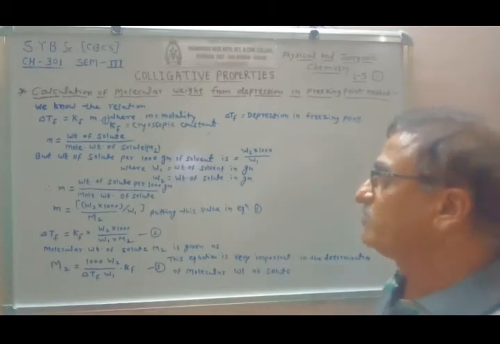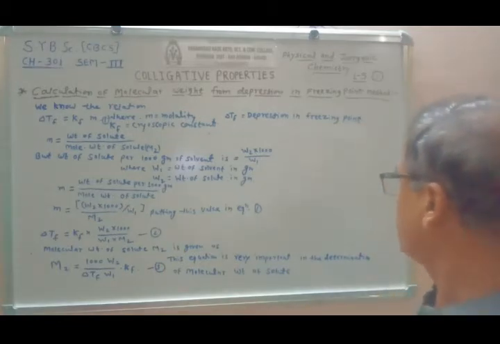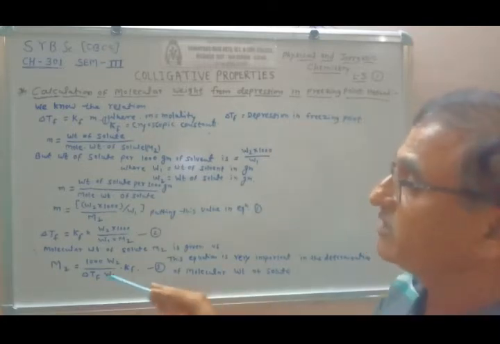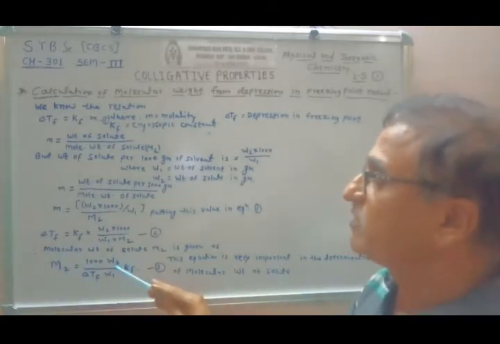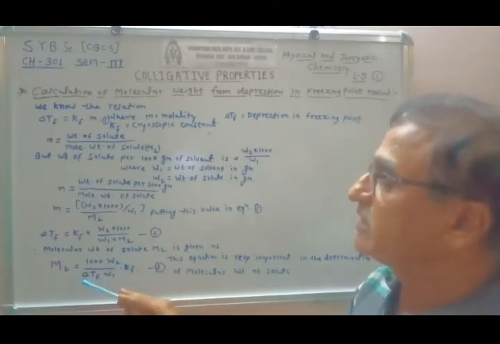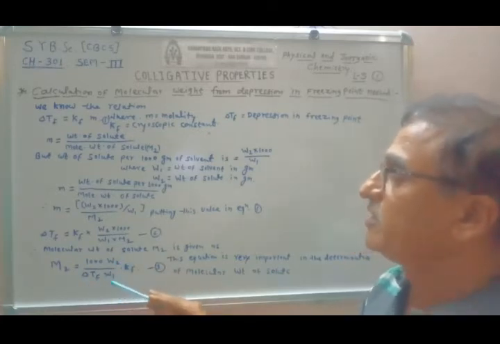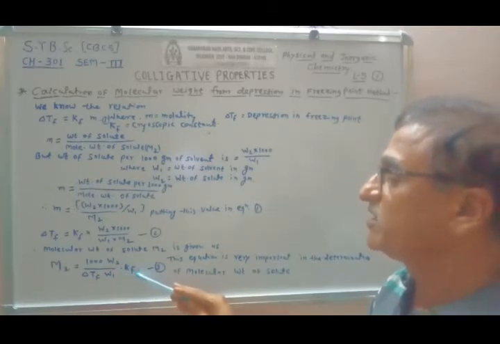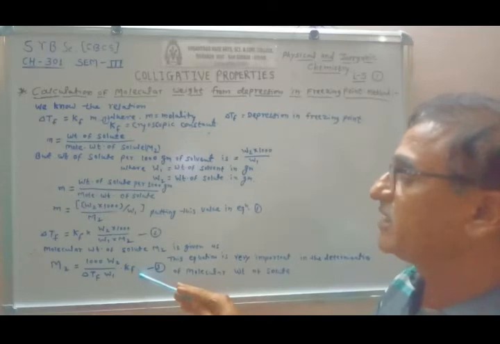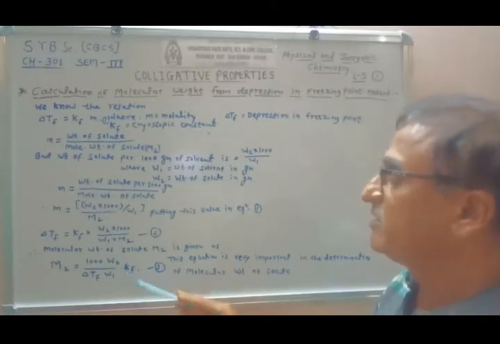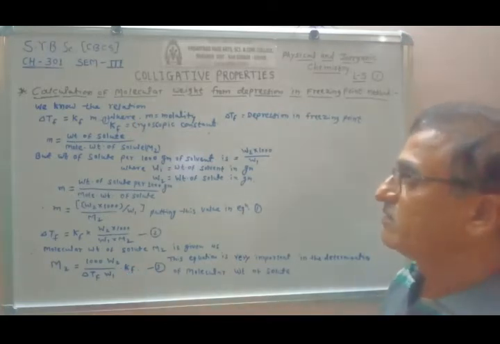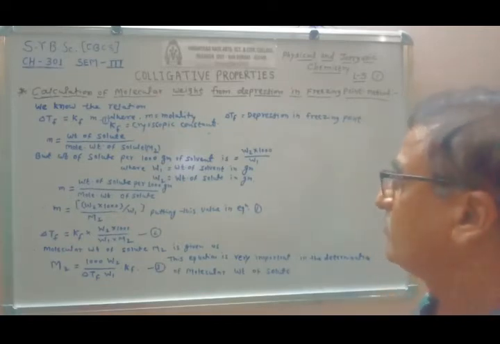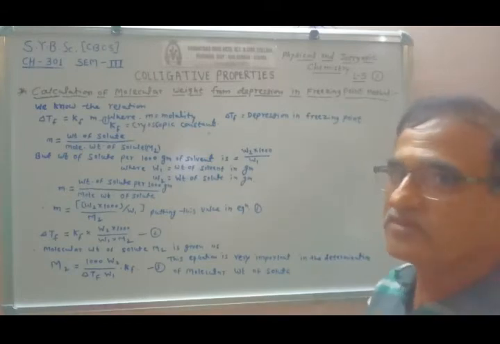This equation is very important for the determination of molecular weight of solute. Here M2 is the molecular weight of solute, W2 is the weight of solute, delta Tf is the depression in freezing point, W1 is the weight of solvent, and Kf is the cryoscopic constant, or we can say the molal depression constant. In this way we can calculate the molecular weight of solute from this equation.